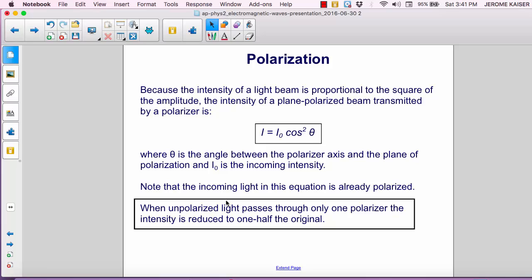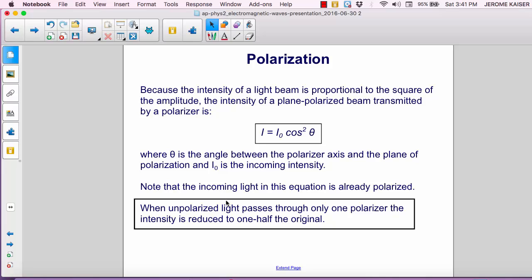Let's consider the case of having some polarized light, which has a polarization angle that is different from the next polarizer. Because the intensity of a light beam is proportional to the square of the amplitude, the intensity of a plane polarized beam transmitted through a polarizer is going to be equal to I naught, that's the initial intensity, times cosine squared theta, where theta is the angle between the polarizer axis and the plane of polarization of the light.